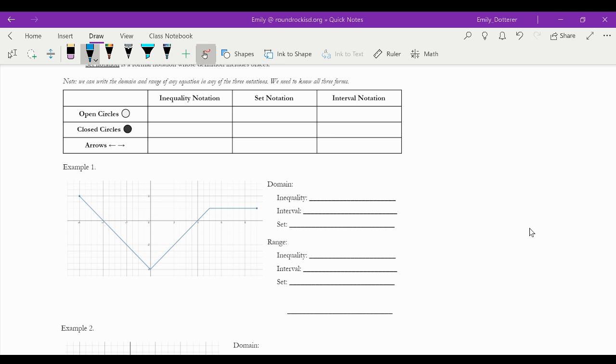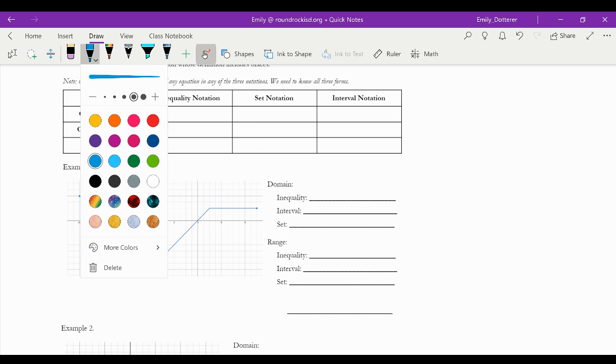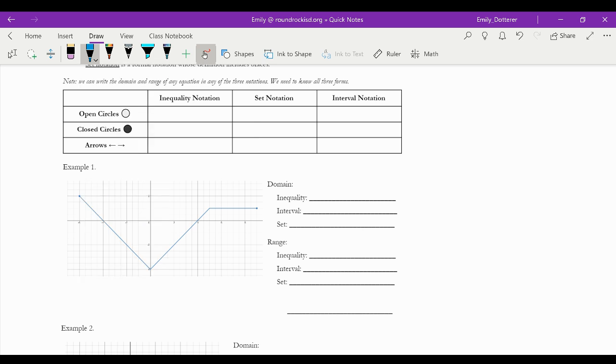One of the things you might see for an endpoint are circles. If they are open, that means that the graph stops right before it gets to that point. And we're going to use less than or greater than for inequality notation and set notation. For interval, we would use a parentheses.